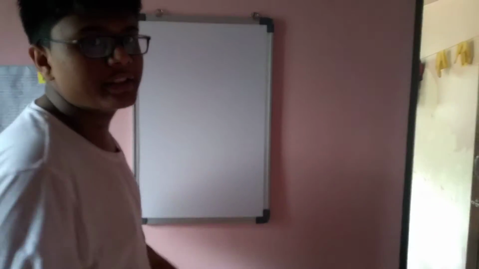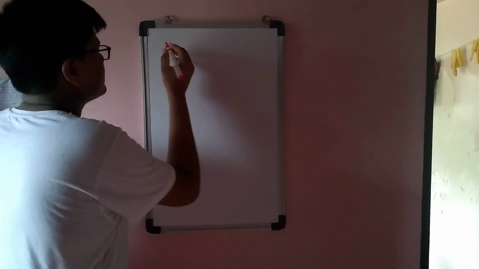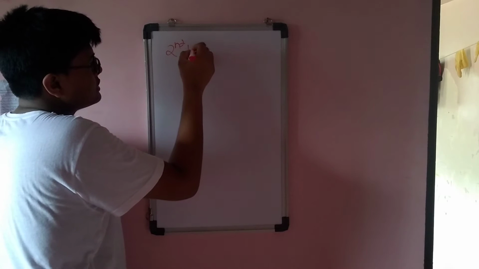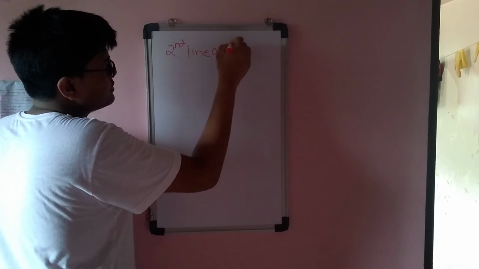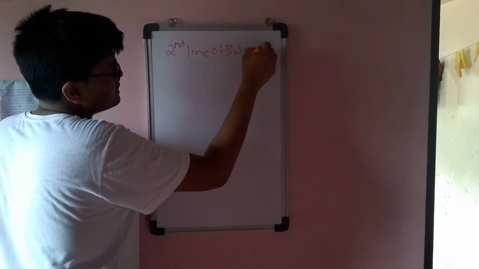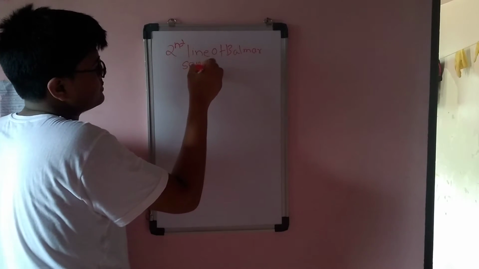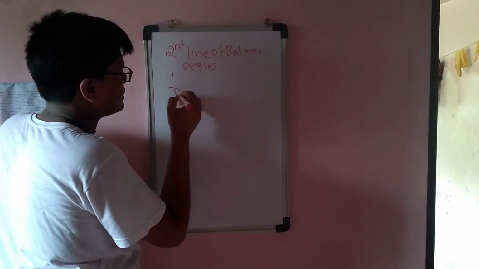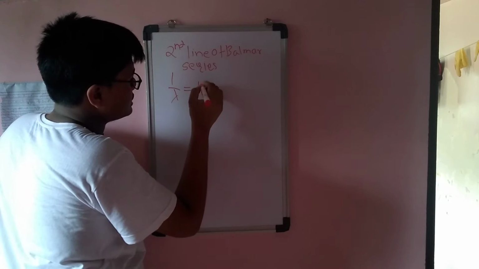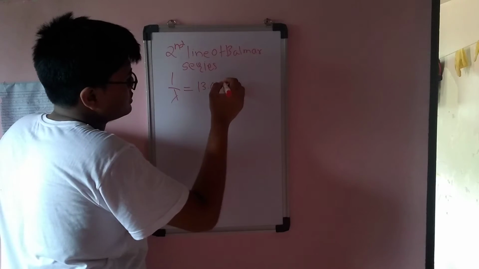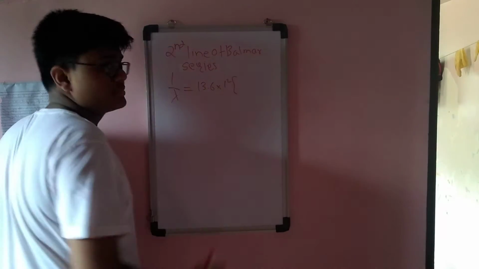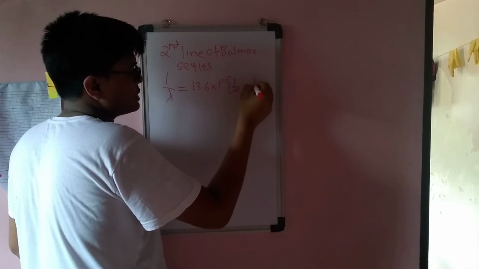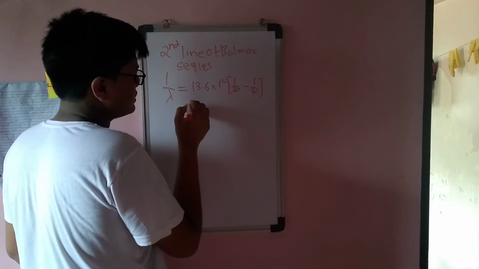So friends, we are at the calculation of the second line of Balmer series. Okay, this we can do. Equal to 13.6 into 1 square into 1 square minus 1 upon 4 square.